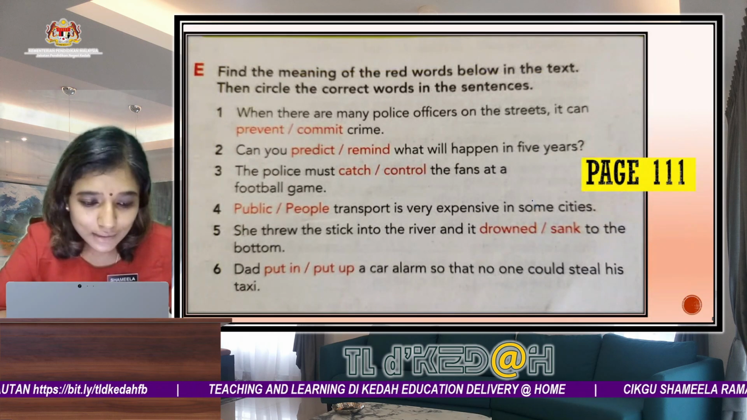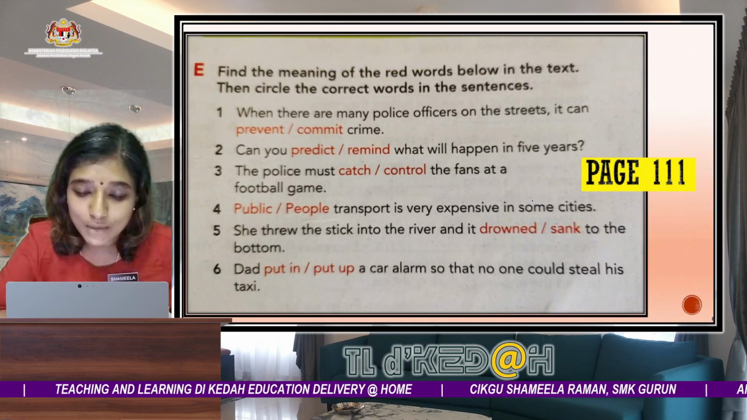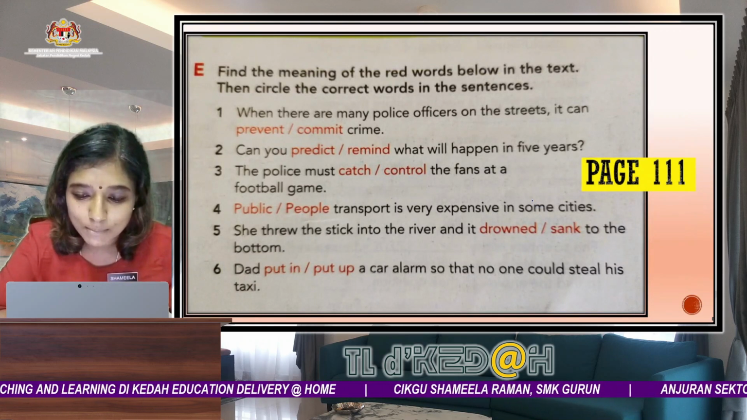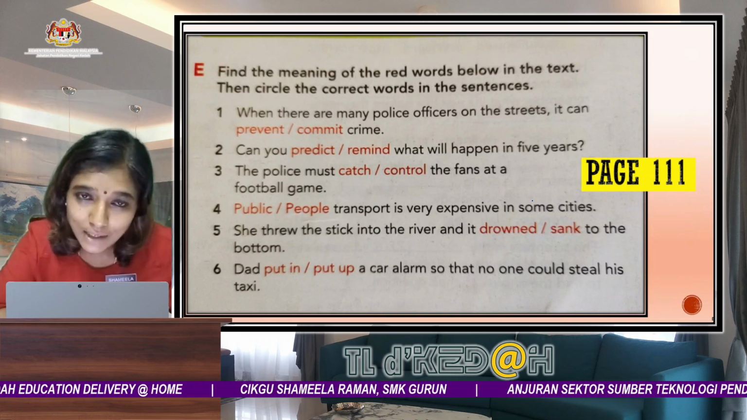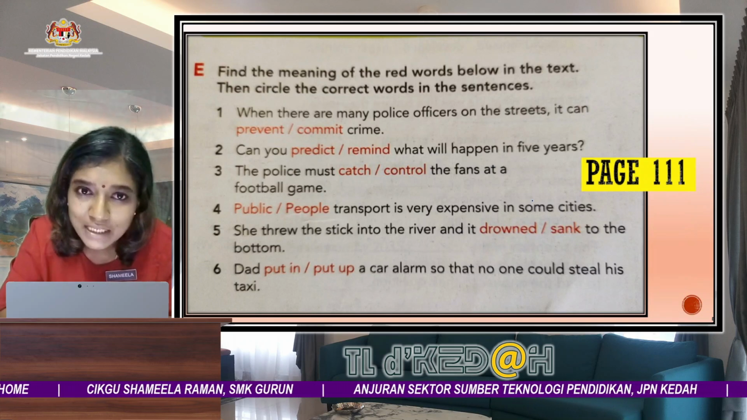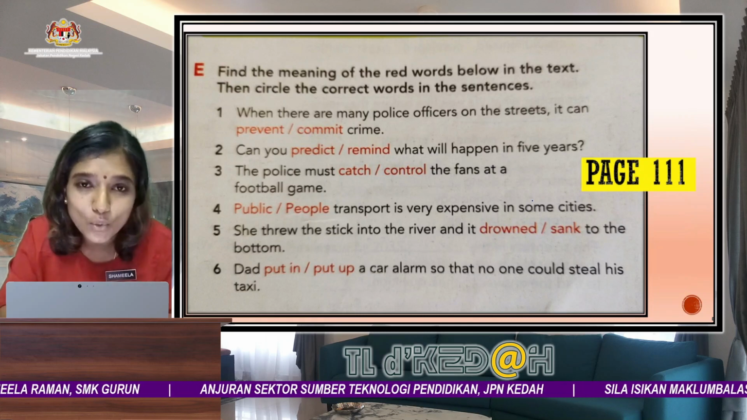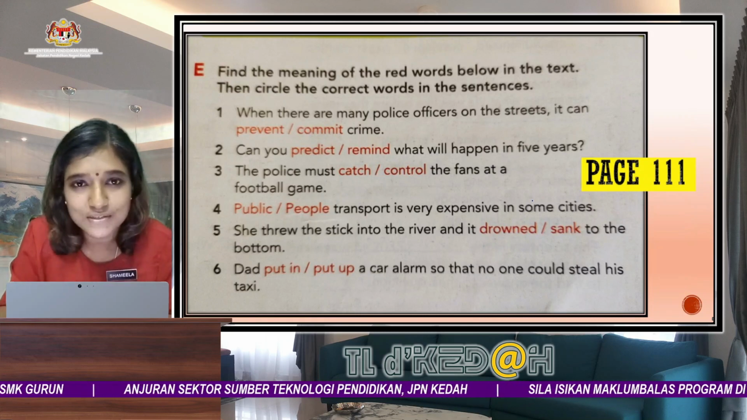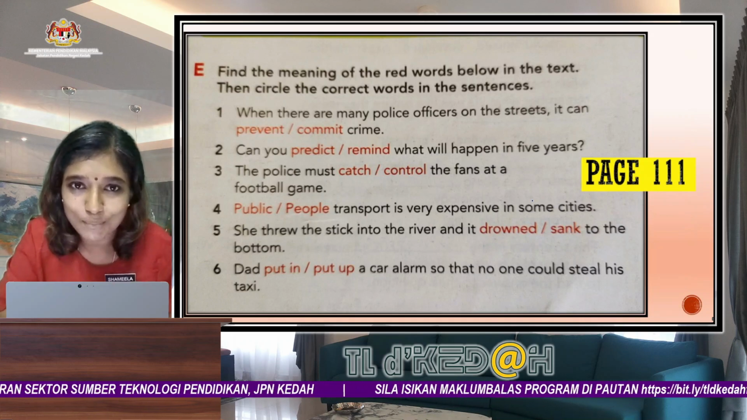And we are here at task E. Find the meaning of the red words below in the text, then circle the correct words in the sentences. What we usually do is find it from a dictionary, ask your friends, ask your teachers, or Google. Once you know all the meanings, you simply choose the answer. But here, it is actually from the text.